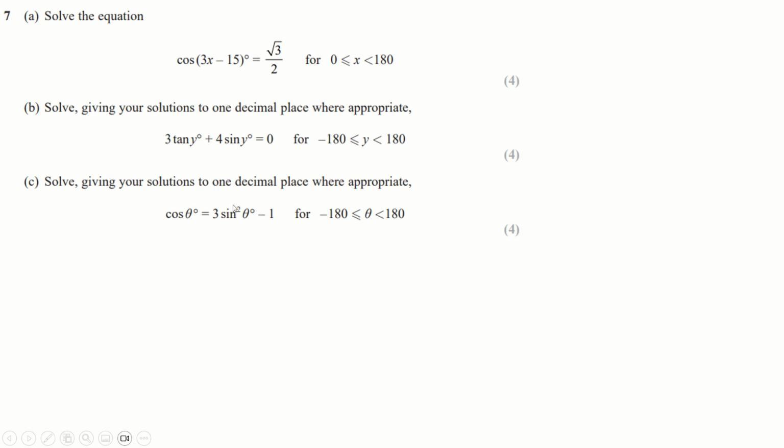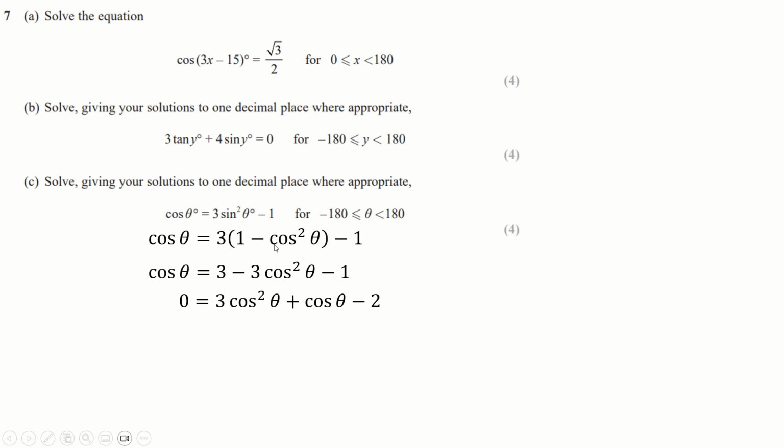The third one here, replace sine squared with 1 minus cos squared, expand out and rearrange to make it quadratic. You can replace cos theta with like y if you want to, or you can just factorize straight away. It looks like this. So therefore cos theta is minus 1, or cos theta is 2/3. Once more, do cos inverse of both these.